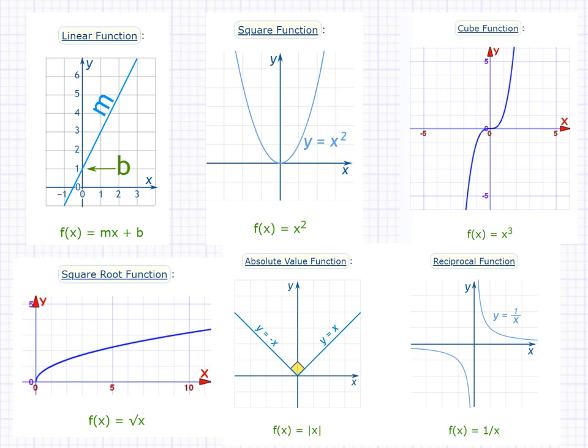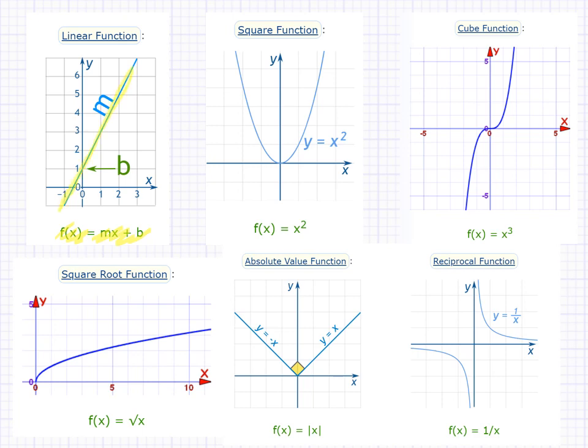Let's start with the linear function. The linear function, f of x equals mx plus b, where m and b are constants. M would represent the slope, b would represent the y-intercept. These would be the graph of a line.